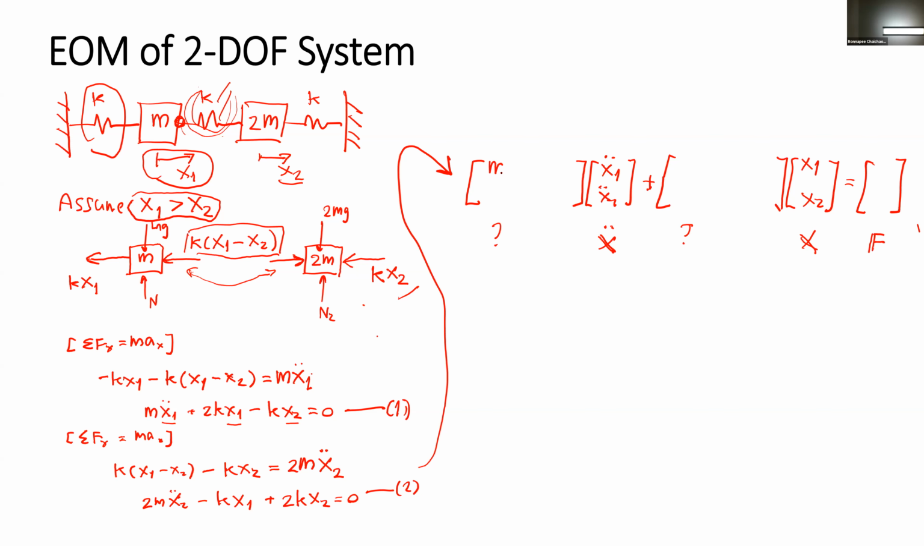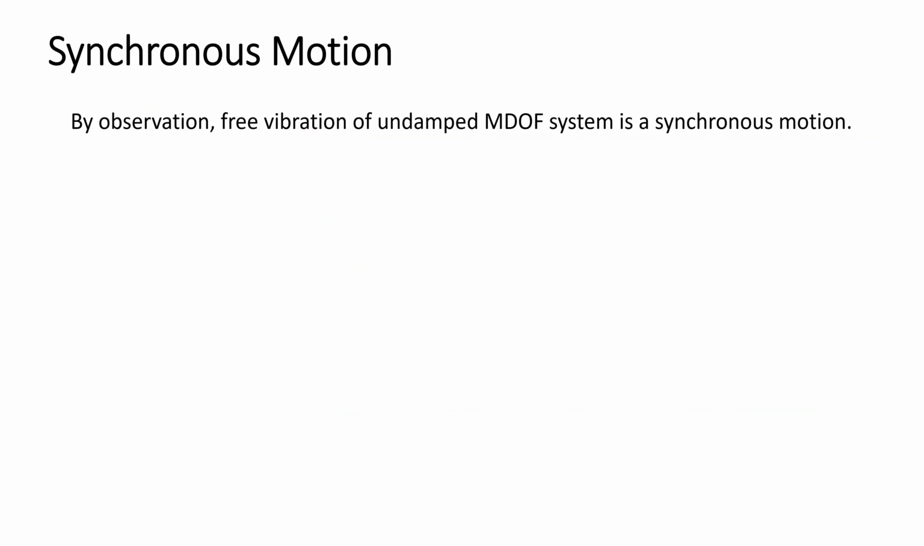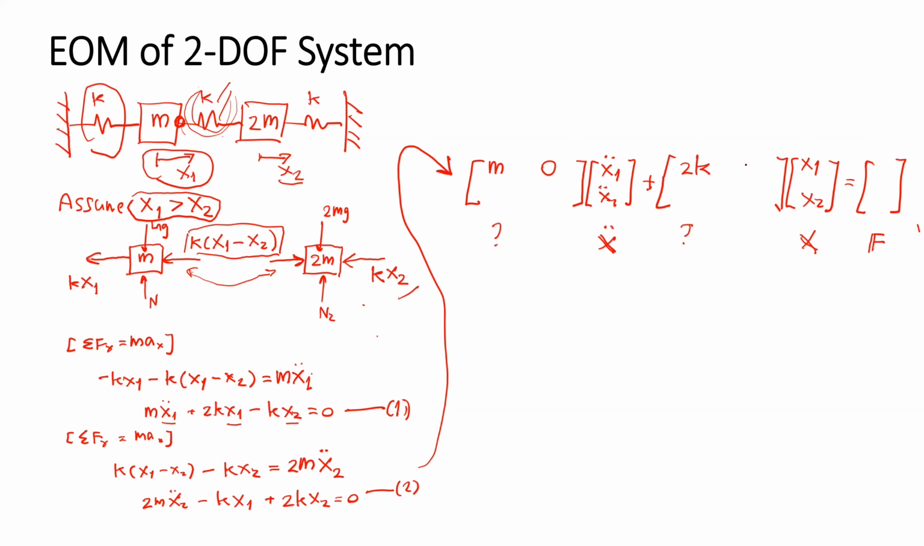So m multiplied by x1 double dot and nothing for the x2 double dot in the first equation. And we have 2k that multiplied by x1, and we have minus k that multiplied by x2, and the force is equal to 0 for the first equation.